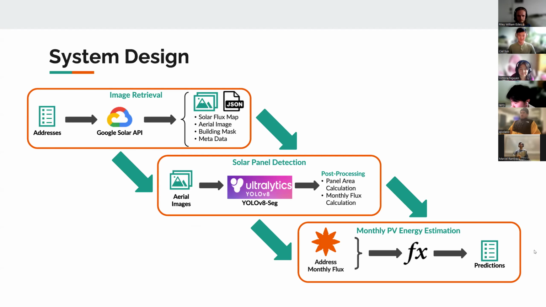All right, so our system design. We grab their addresses and then the Google Solar API will give us the necessary information to be put into the YOLO V8 segmentation. Our post-processing will give us the necessary information for the address's monthly flux, and then we will be able to put this into an equation to calculate our predictions.